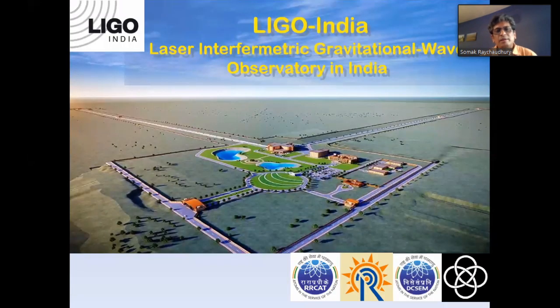And this is what LIGO-India is going to look like. We've already started working on it, and various other people in this series will tell you more about what's happening with LIGO-India. It is a collaboration between the LIGO observatories in the US and the Department of Atomic Energy and Science and Technology in India, and the 4 institutes that are in charge of making LIGO-India are given here, and my institution, IUCAA, is one of them.